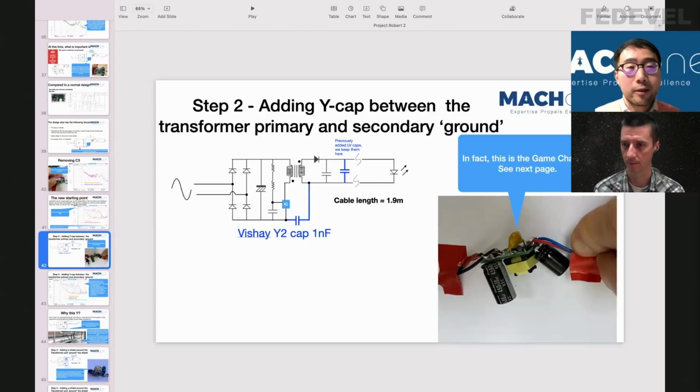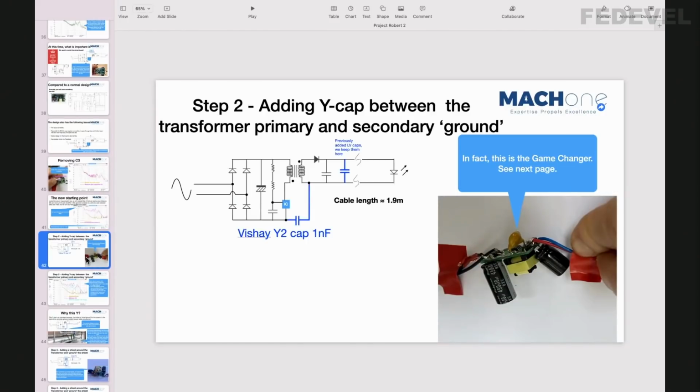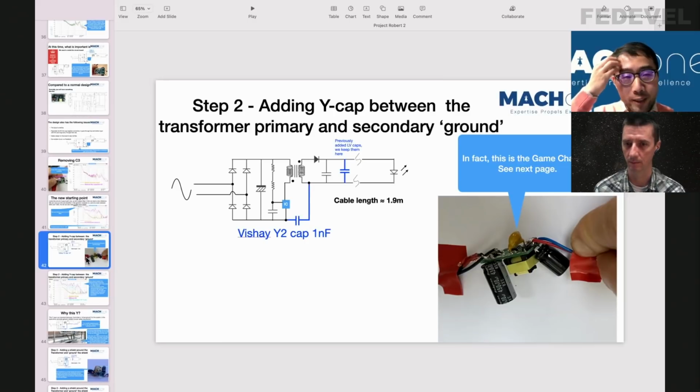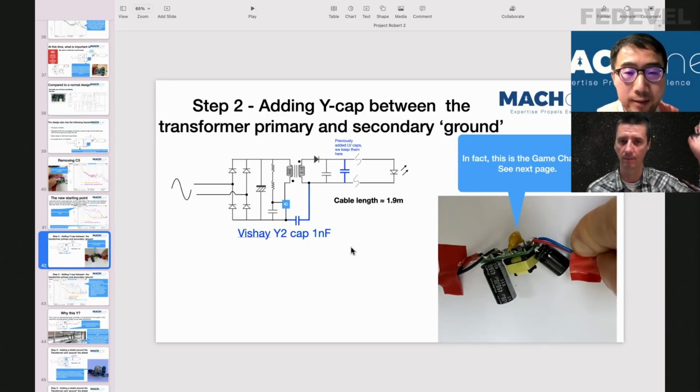Okay. So now we call this the new step 2, because as we said, the step 2, 3, 4 should work, but it didn't work. So now let's call this the new step 2. As you spotted already, in the design, people often put a Y-class capacitor.